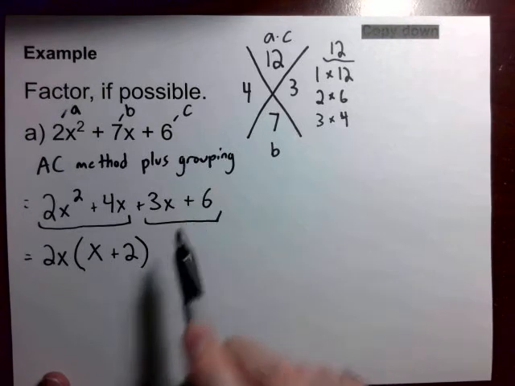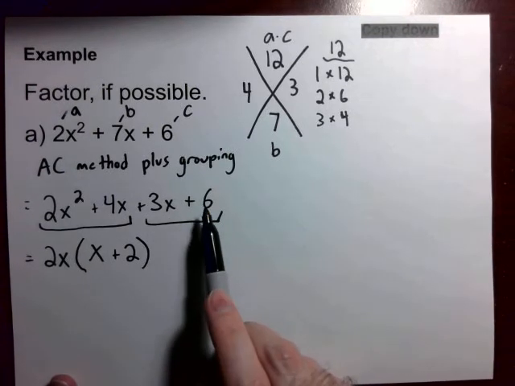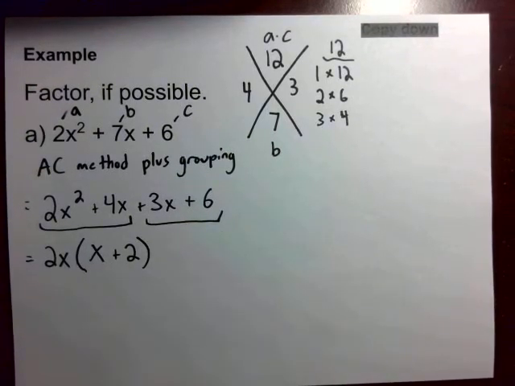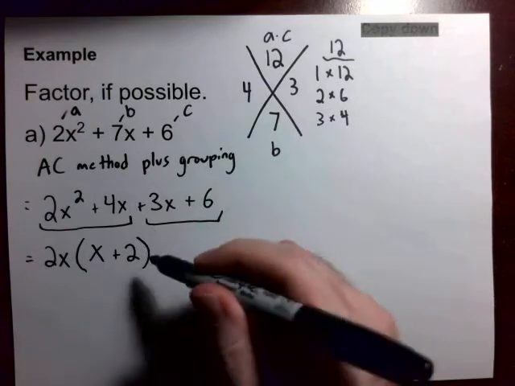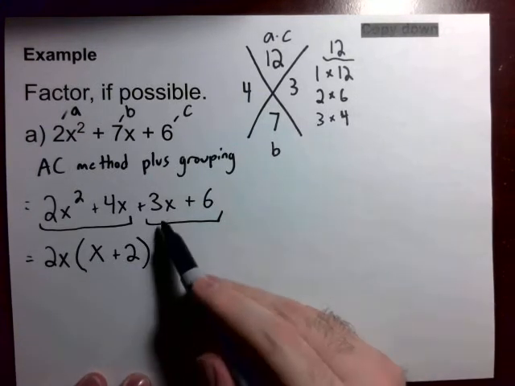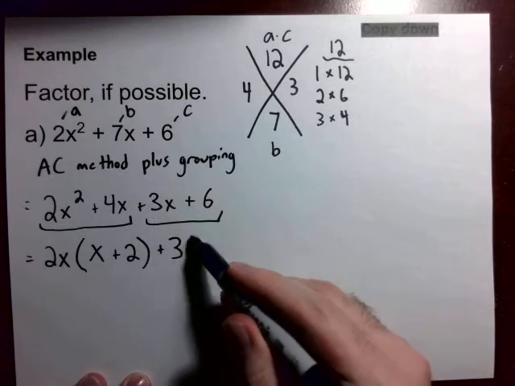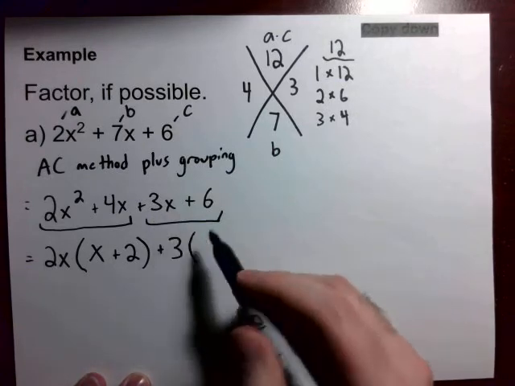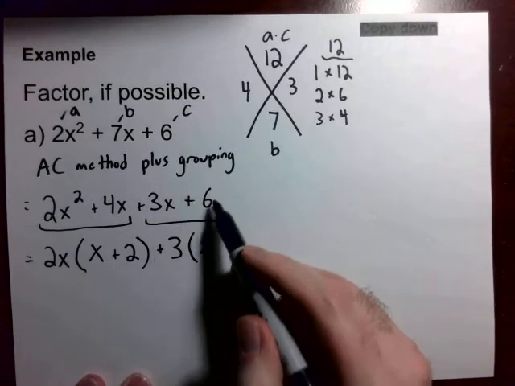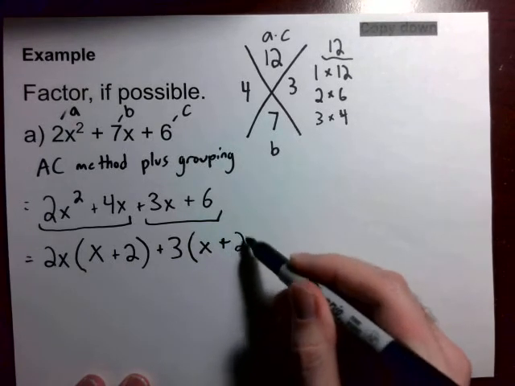Now we have to find a common factor between 3x plus 6, 3x, and positive 6. So the common factor there is going to be 3. And then 3x divided by 3 will give you x. And then 6 divided by 3 will give you 2.